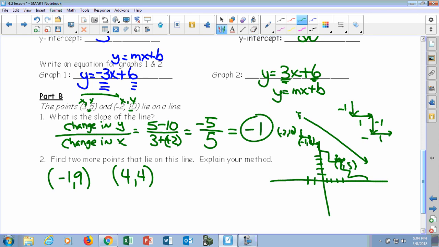So again, that's how we can use the slope to find more points on the line. So lots of things we just threw at you, right?